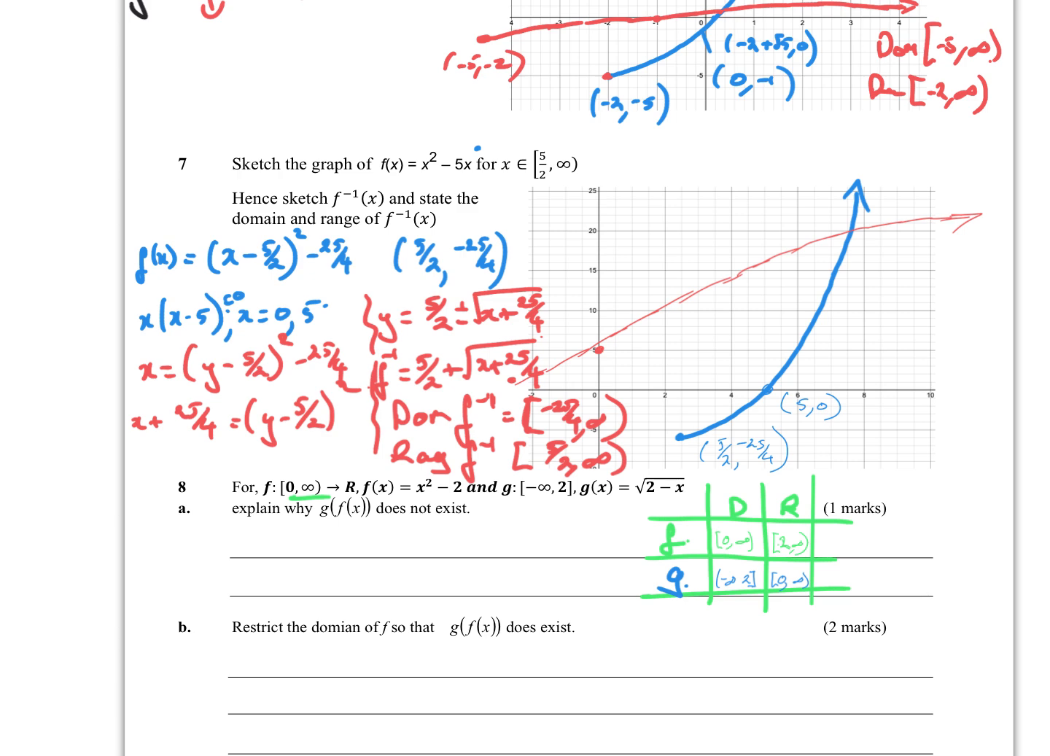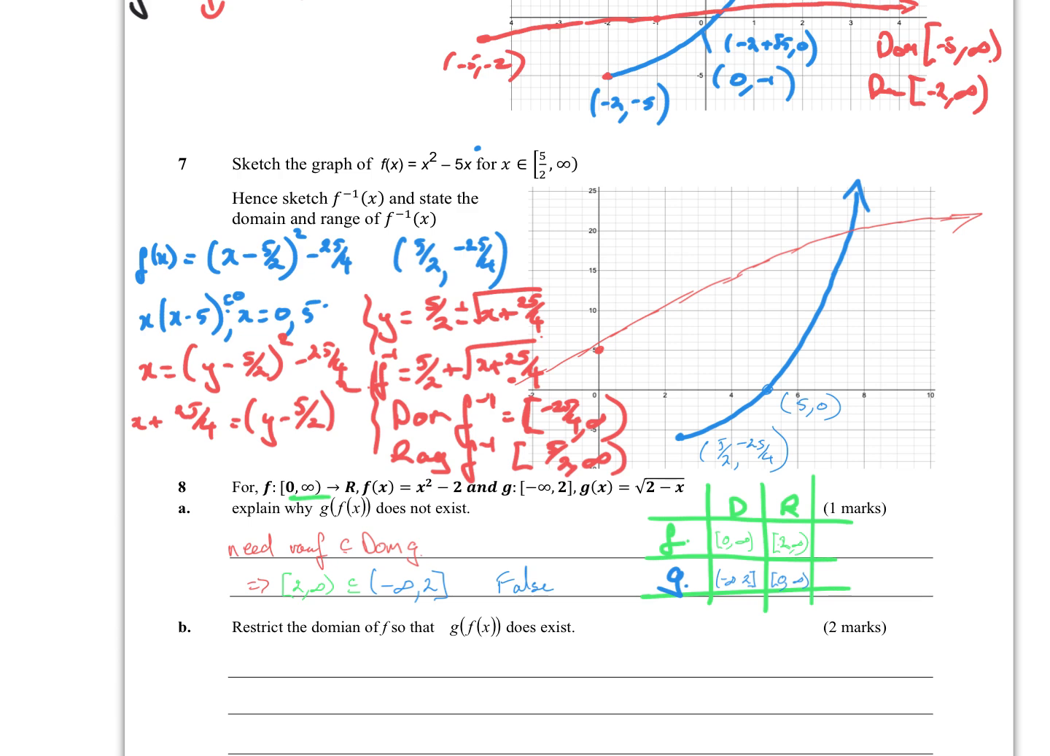So for the composite function to exist, I need the range of the inside to be a subset of the domain of the outside. So that implies the range of f, which is 2 to infinity, to be a subset of the domain of g, which is minus infinity to 2, which is false. So that's why it doesn't exist. And we need to restrict the domain of f so that g of f of x does exist.